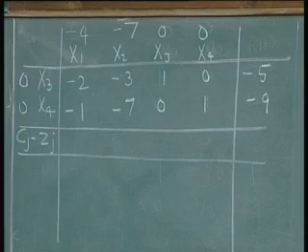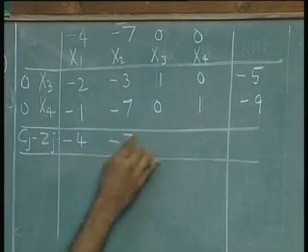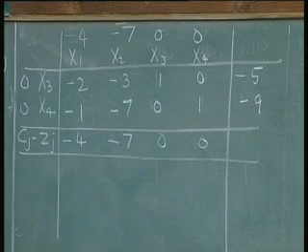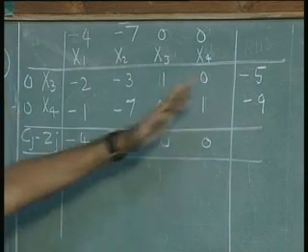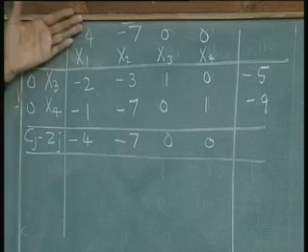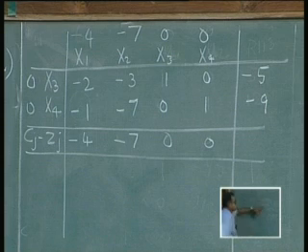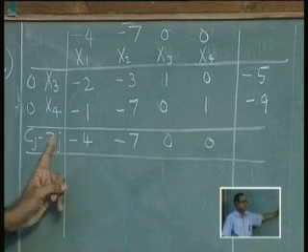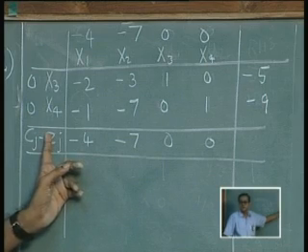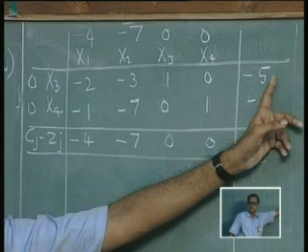Now Cj minus Zj for this would give us a minus 4 here, minus 7 here, 0, 0. Because we have zeros here, they do not contribute at all, Cj minus Zj would simply become Cj, so we have this. Now because of the problem, we will then come back to what is peculiar about this problem, but we definitely observe that the optimality condition is satisfied.